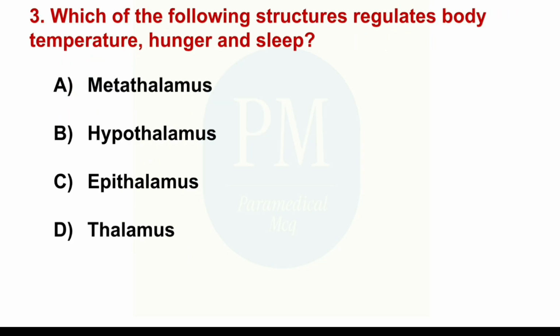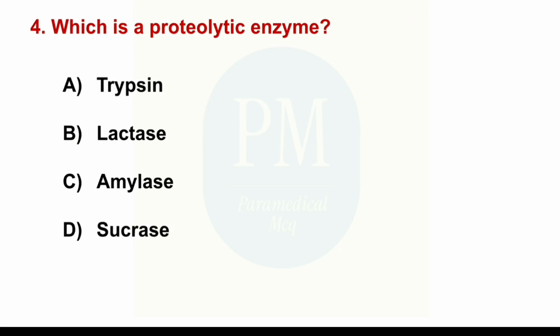Which of the following structures regulates body temperature, hunger, and sleep? Option A. Metathalamus. Option B. Hypothalamus. Option C. Epithalamus. Option D. Thalamus. The correct option is option B. Hypothalamus.